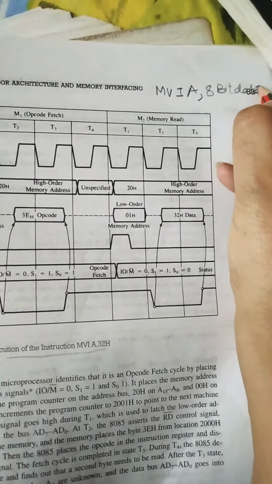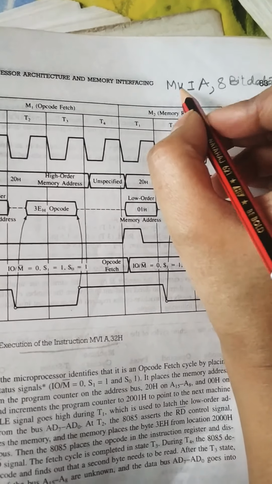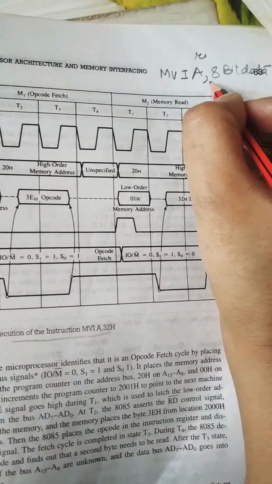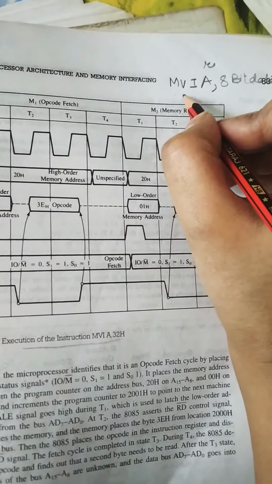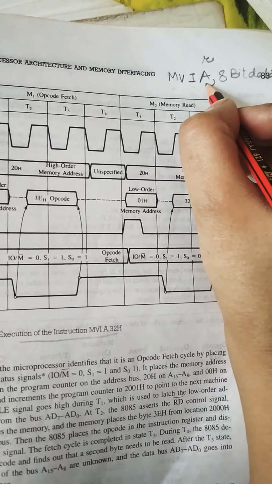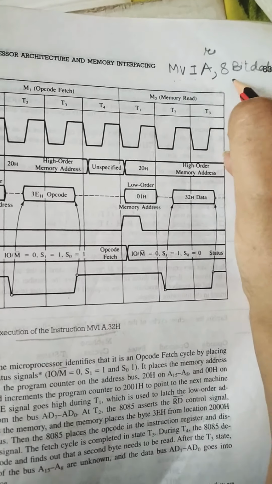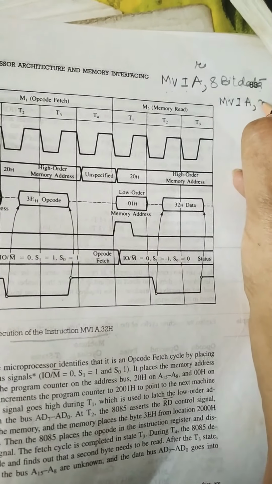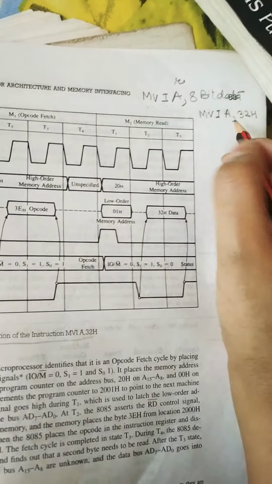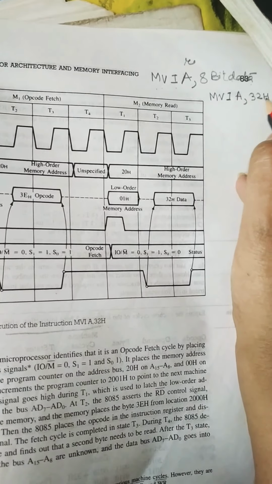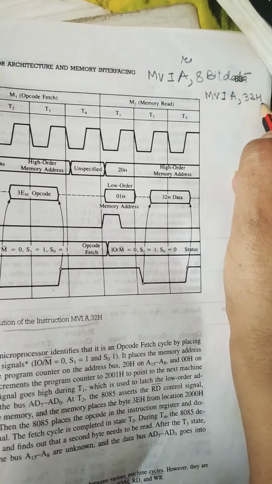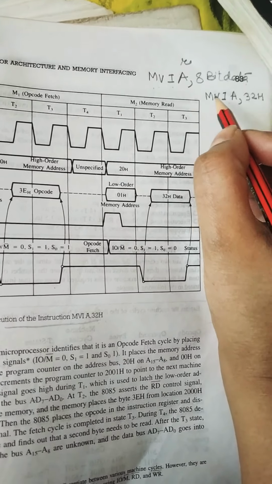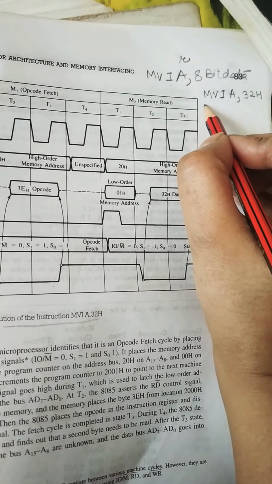This is a general instruction of move. Move immediate, you can take any register R, 8-bit data. Now I have taken here move immediate A, 32H. This is the example, move immediate A, 32H. It means we have to move this hexadecimal 32 number to the accumulator. This is the function of this move immediate instruction.